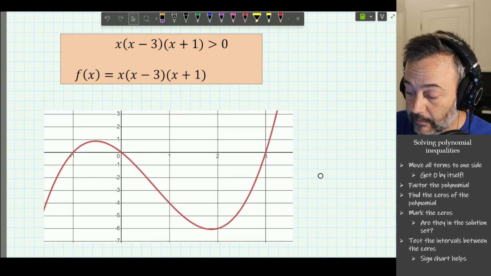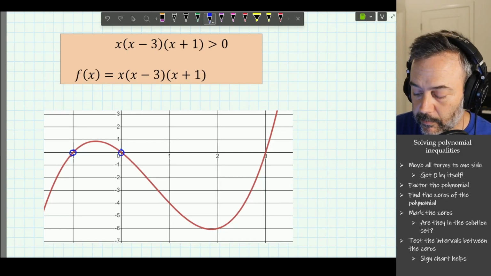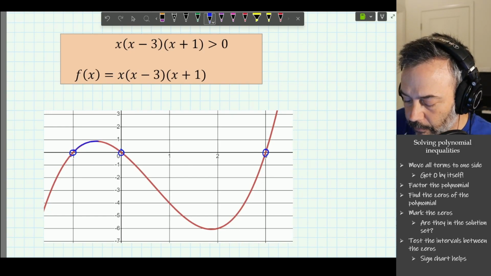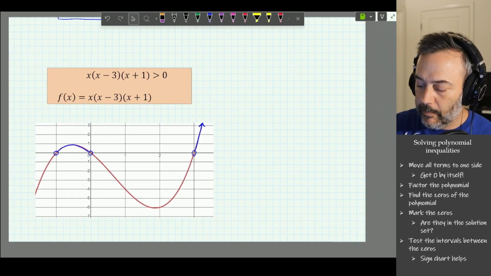Where is it positive? Well, it's not positive at -1 because it's 0. It's not positive at 0 because it's 0. And it's not positive at 3 because it's 0. But it's positive everywhere between -1 and 0. And it's positive everywhere to the right of 3. And that's exactly what we found up here.